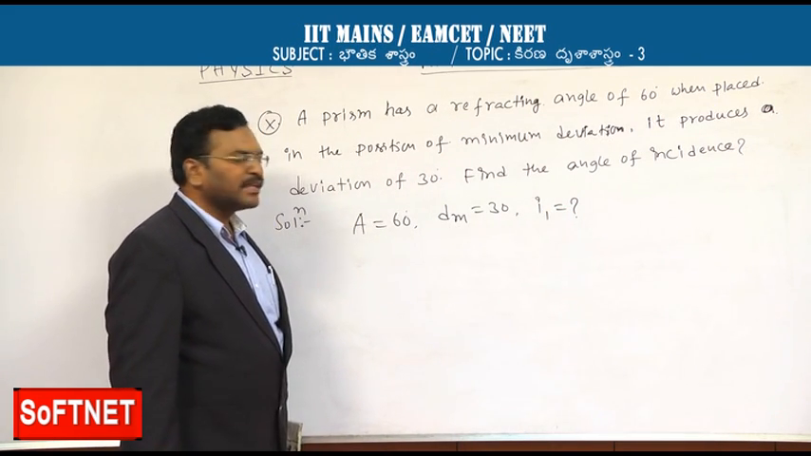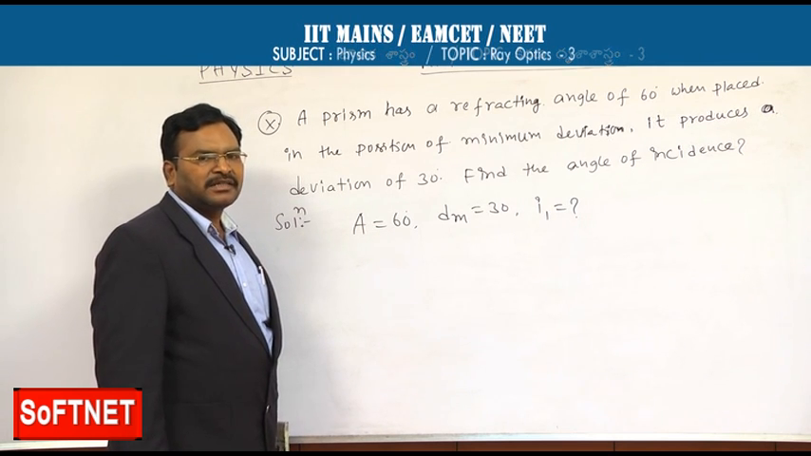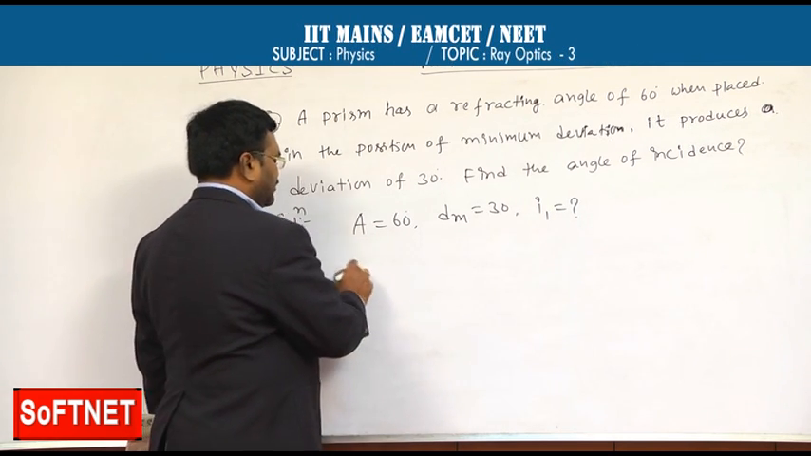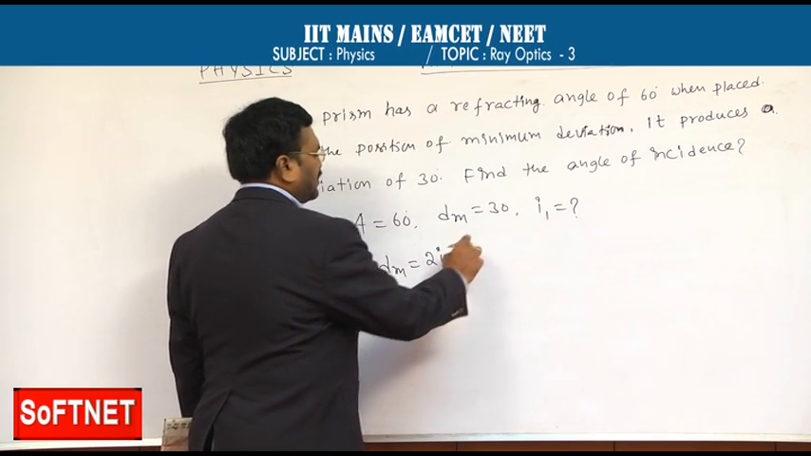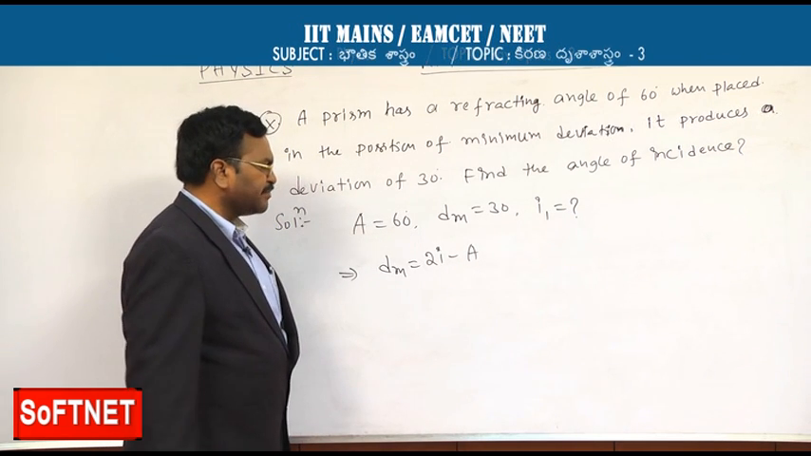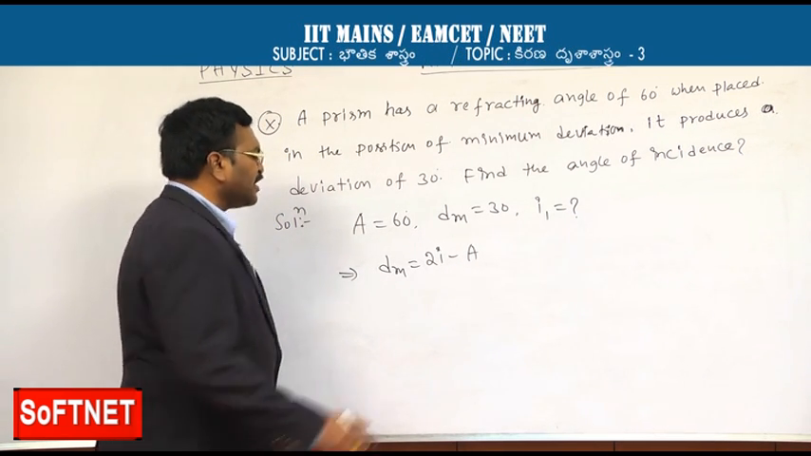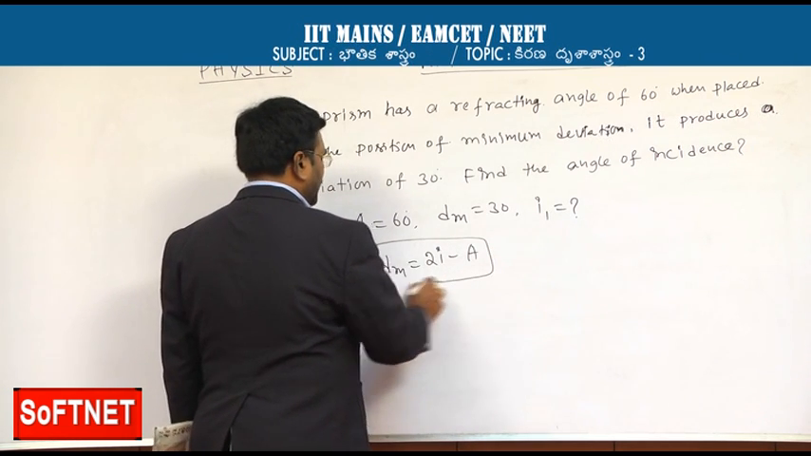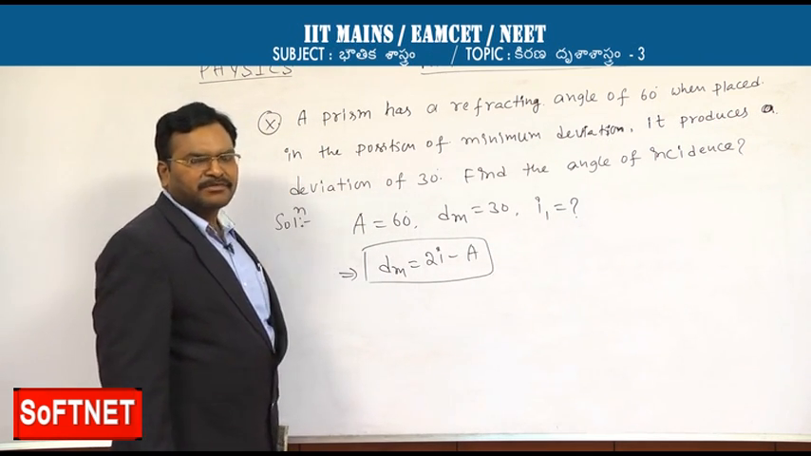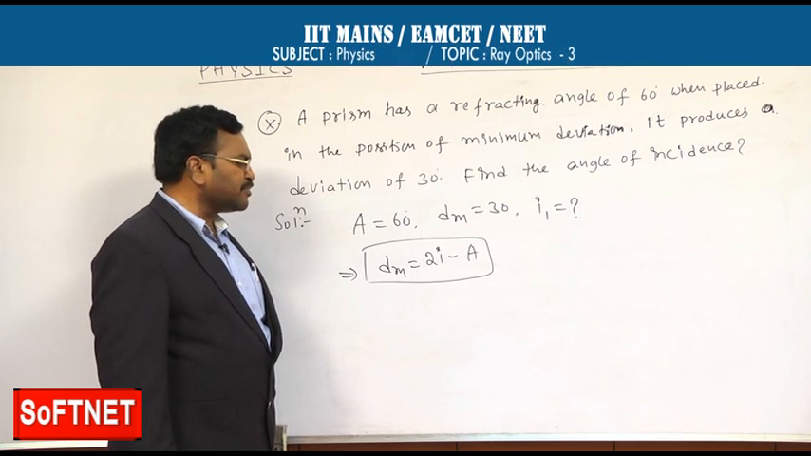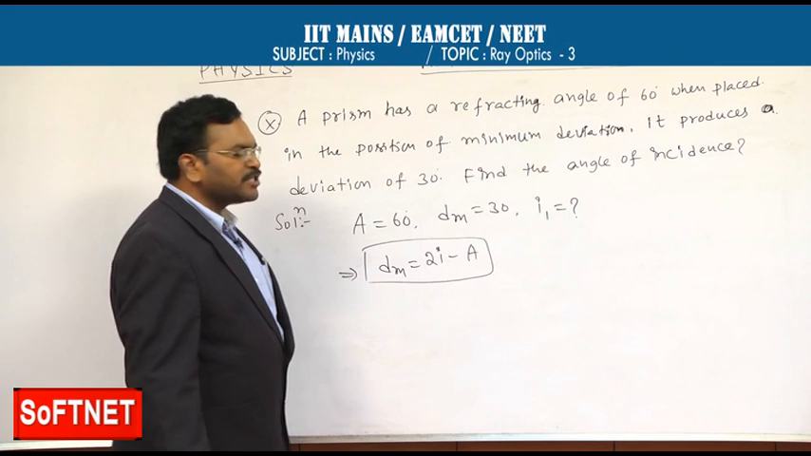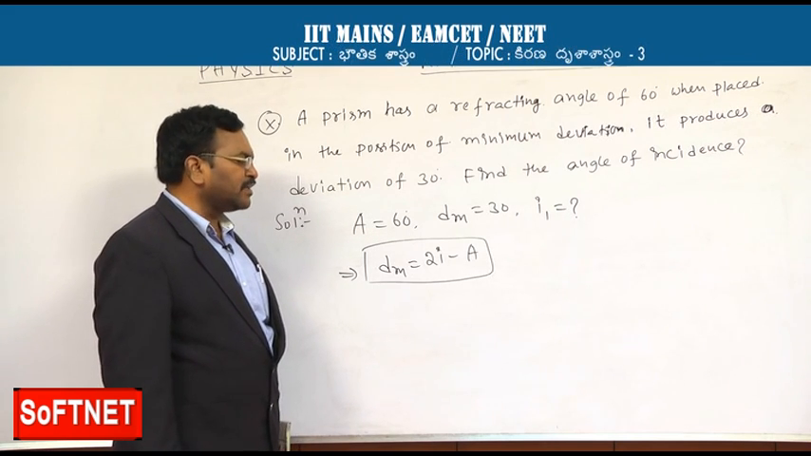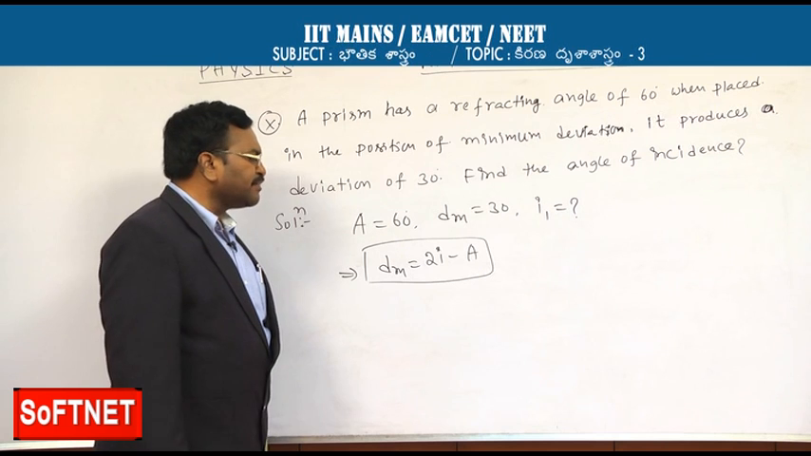How do we calculate now? Minimum deviation, what is the formula? Minimum deviation is equal to 2i minus A. Now, remember this formula directly, I told the derivation also. Here, the prism is in the minimum deviation position, what is the formula? 2i minus A. What is A? Angle of the prism. Here, in minimum deviation position, angle of incidence and angle of emergence are equal.